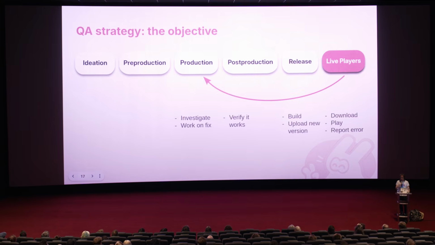So if we think about the user reporting a bug, and then we have to prioritize the ticket and investigate what went wrong and work on the fix, and then we need to test it and build a new version, upload it, and the user has to download the game again, and then play it and report the bug if it's still happening, right? So this is what we call a feedback loop. And in this case, it's very long. This is a problem.